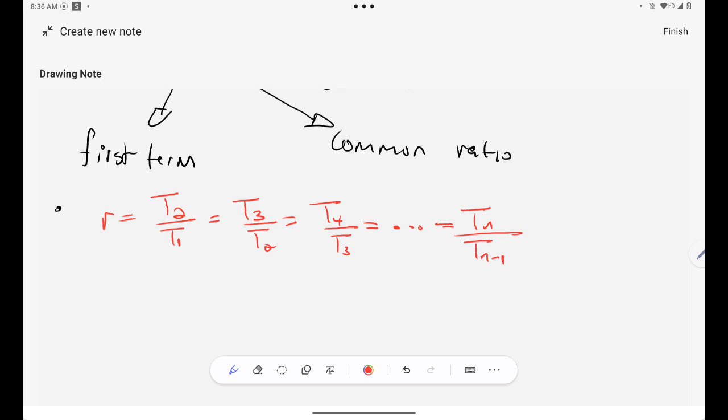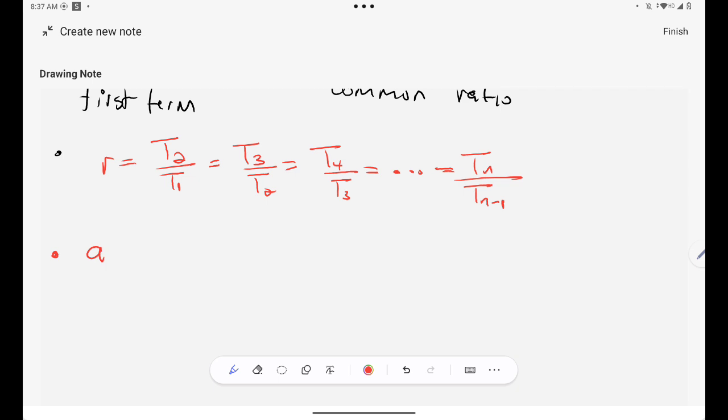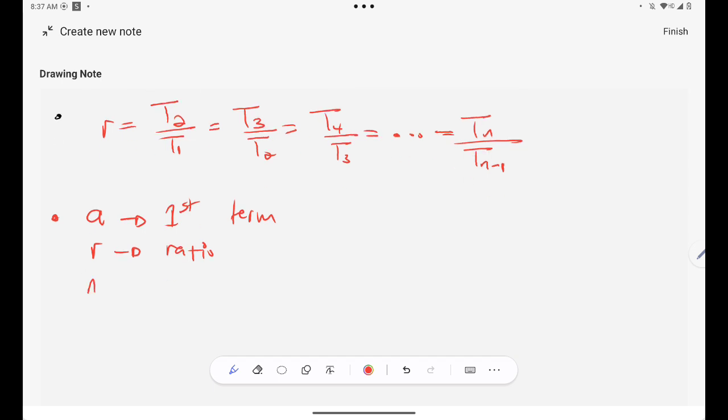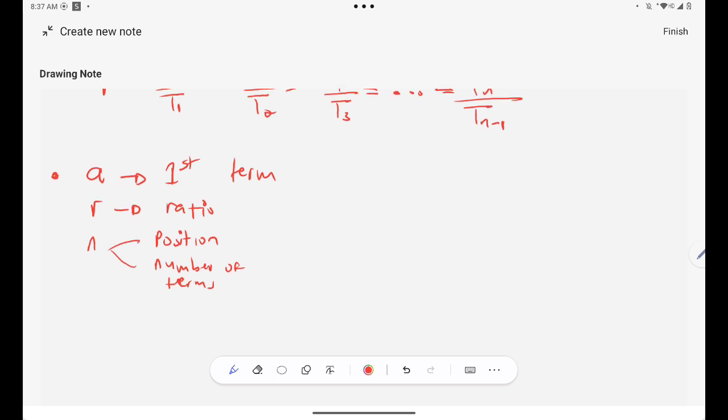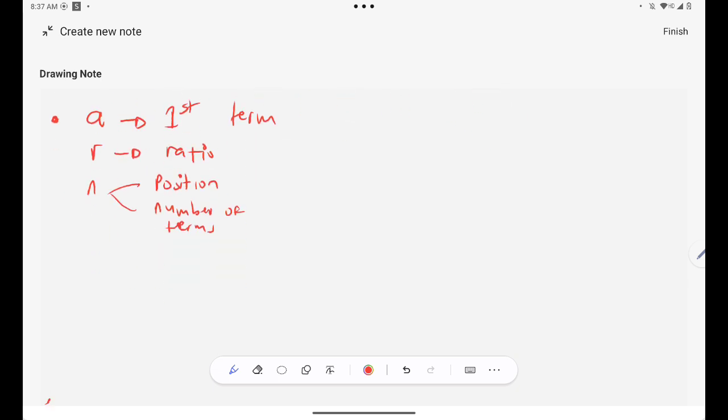Okay, now let's start to analyze our general term. Our general term has three unknowns. It has the value of a, which is the first term of the sequence, r, the common ratio of the sequence, and then n. N tells us about two things: the position or the number of terms. All right, together.